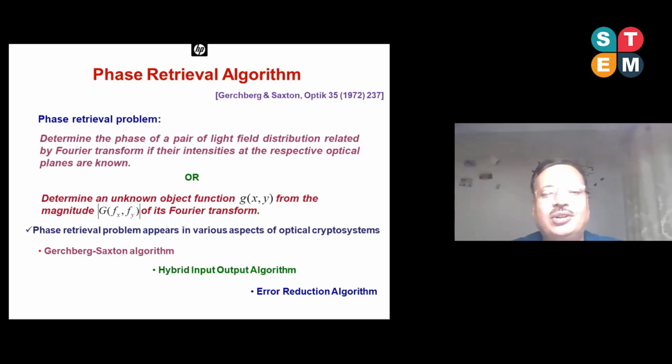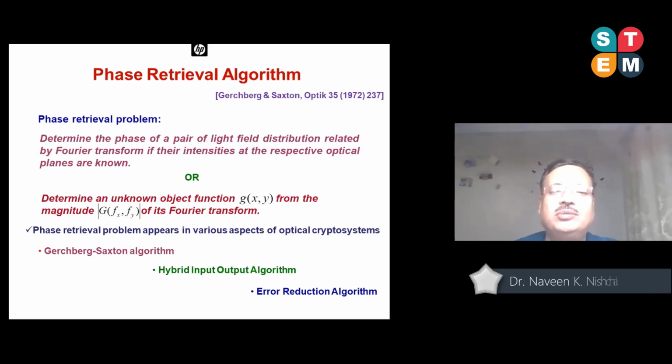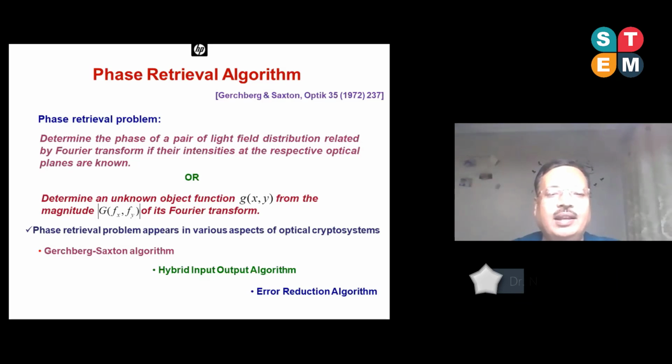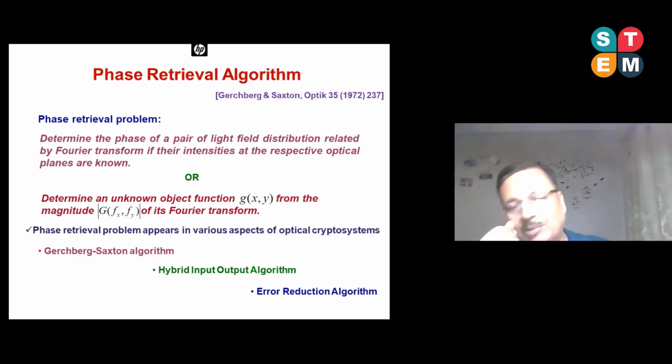If you record the intensity of the Fourier transform and wish to retrieve the original function back, you cannot, because while recording it as the intensity function, you have lost the phase function. So this phase retrieval algorithm helps you retrieve that lost phase function, and you can get back the original image or original function.